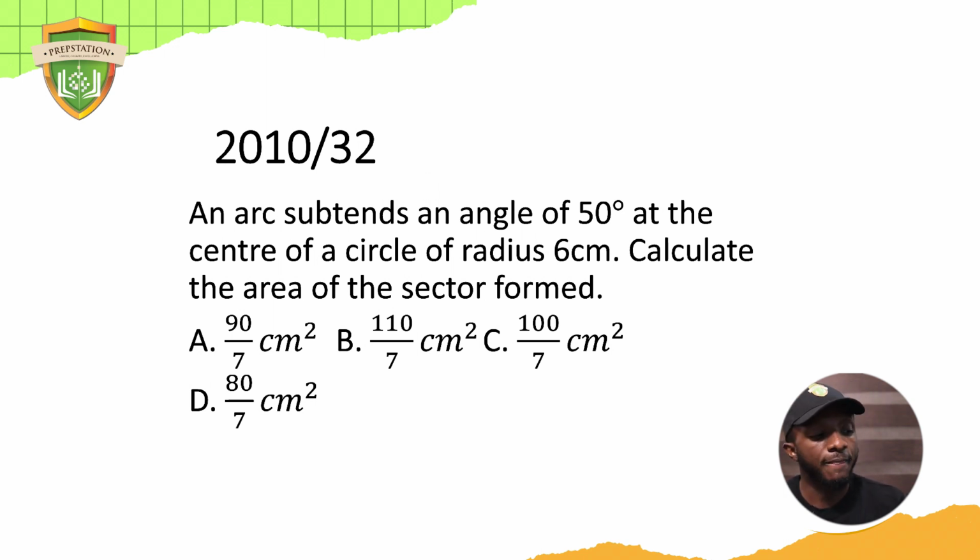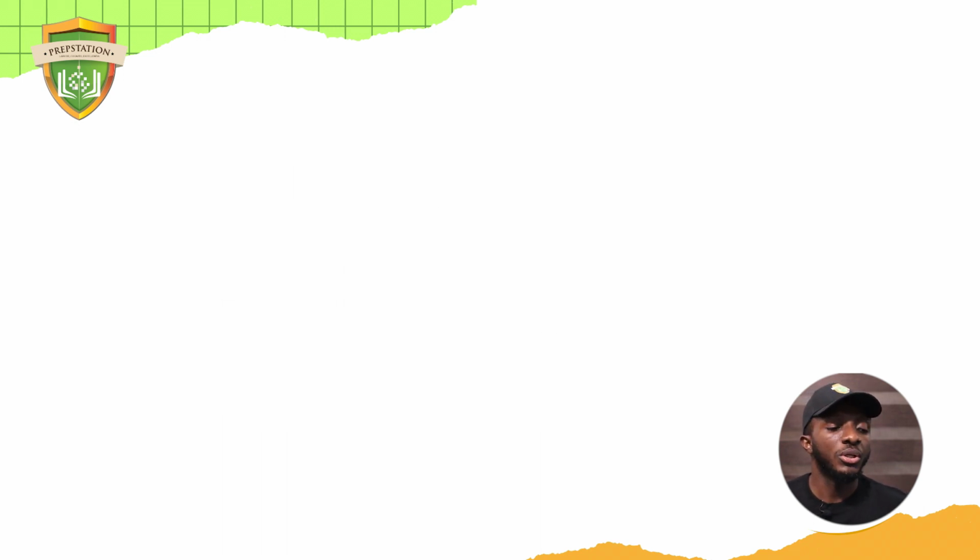Now this question is a question of mensuration, that's measurement. It says an arc subtends an angle of 50 degrees at the center of a circle of radius 6 centimeters. Calculate the area of the sector formed. So this is what we're going to do. Now, an arc, you know what an arc is? An arc is a part of a circle. So I am going to draw a circle. The circle has a center.